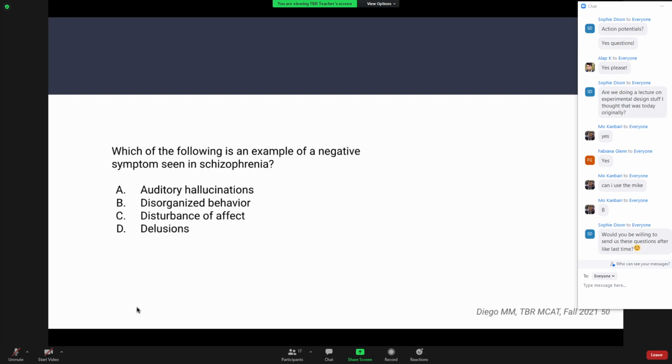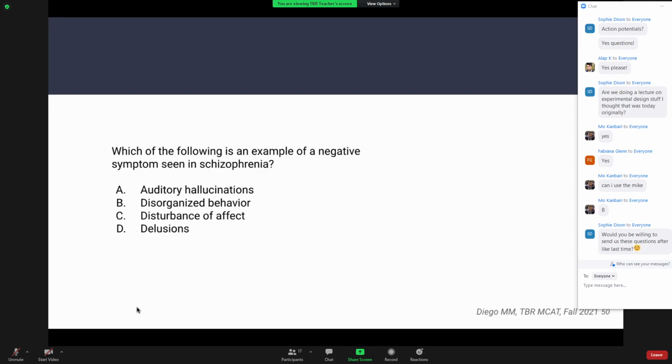Hey, Diego. So I chose C because from what I remember, A, B, and I wasn't sure about D, but it could also fall in the category of those being positive symptoms seen in schizophrenia. Yeah. What made you not go with D? Because I feel like delusions may fall under hallucinations.